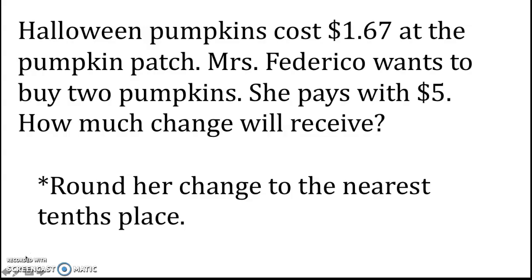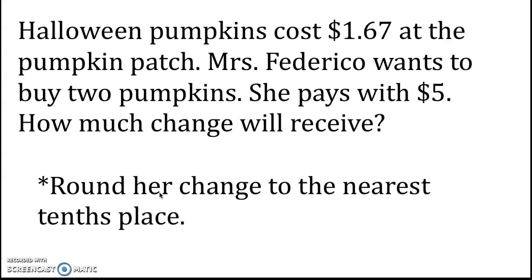So typically, whenever our fifth graders are going to encounter a word problem, it's going to look something like this. Just for the sake of adding in extra skills, on the bottom part of our word problem, we've added an additional component where we will be rounding the decimal. So the problem says, Halloween pumpkins cost $1.67 at the pumpkin patch. Mrs. Federico wants to buy 2 pumpkins. She pays with a $5 bill. How much change will she receive? Round her change to the nearest tenths place.